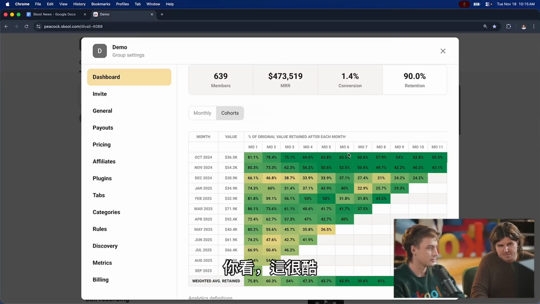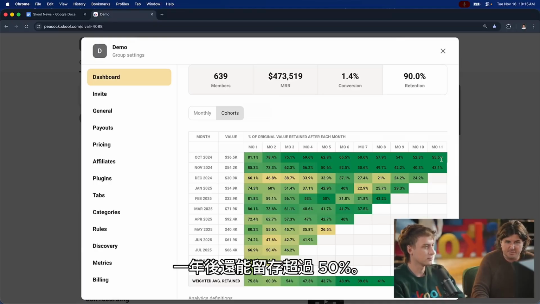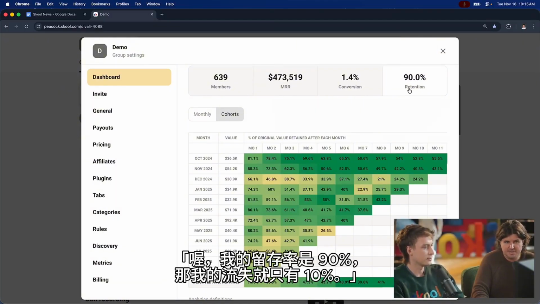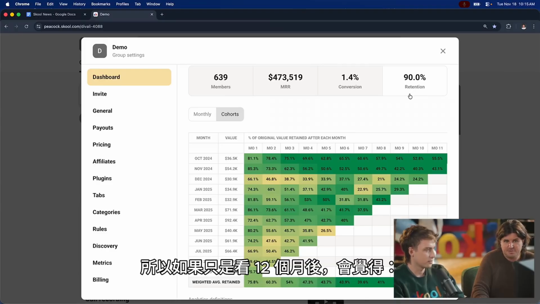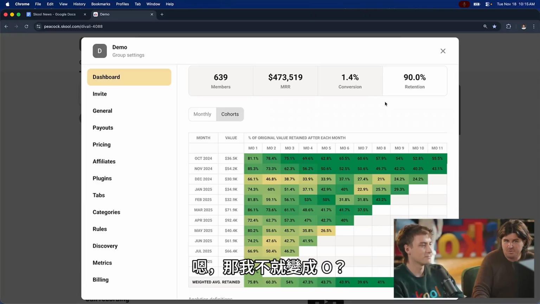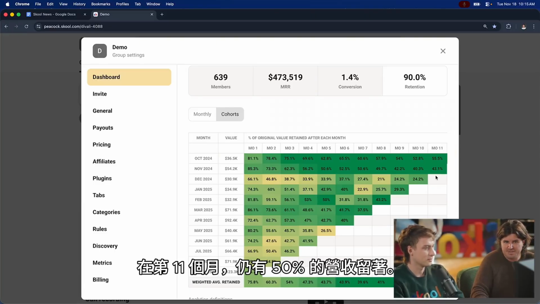So this is pretty cool to see that more than 50% at basically 1 year, you've still got it. This is why aggregate retention can be misleading. Because if you think, oh, my retention's 90, therefore my churn is 10, so after 12 months, 120% of my revenue's gone? So I'd be at zero. But that's not the case. Here you can see that 50% of the revenue is actually there at month 11, month 12.